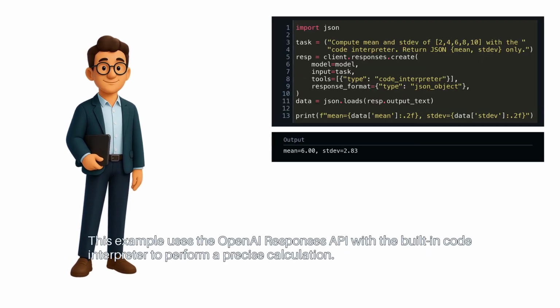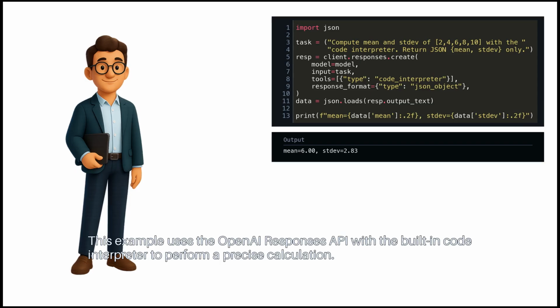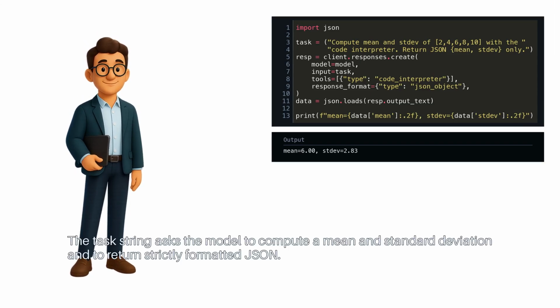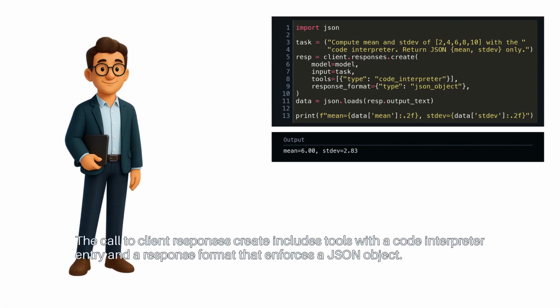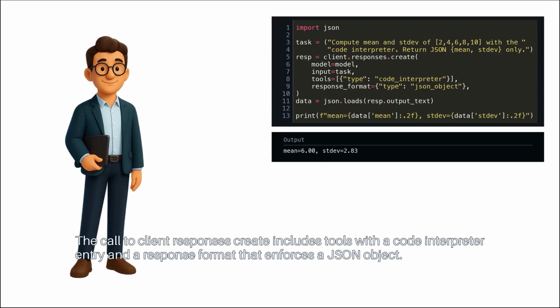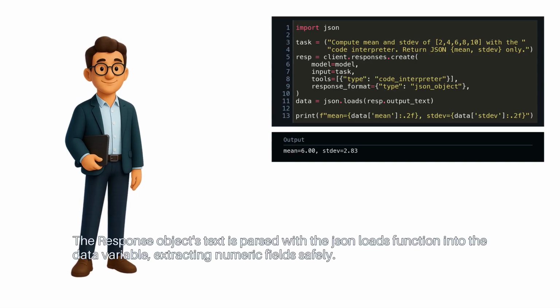This example uses the OpenAI Responses API with the built-in code interpreter to perform a precise calculation. The task string asks the model to compute a mean and standard deviation and to return strictly formatted JSON. The call to client.responses.create has tools with a code interpreter entry and a response format that enforces a JSON object. The response object's text is parsed with json.loads into the data variable, extracting numeric fields safely.